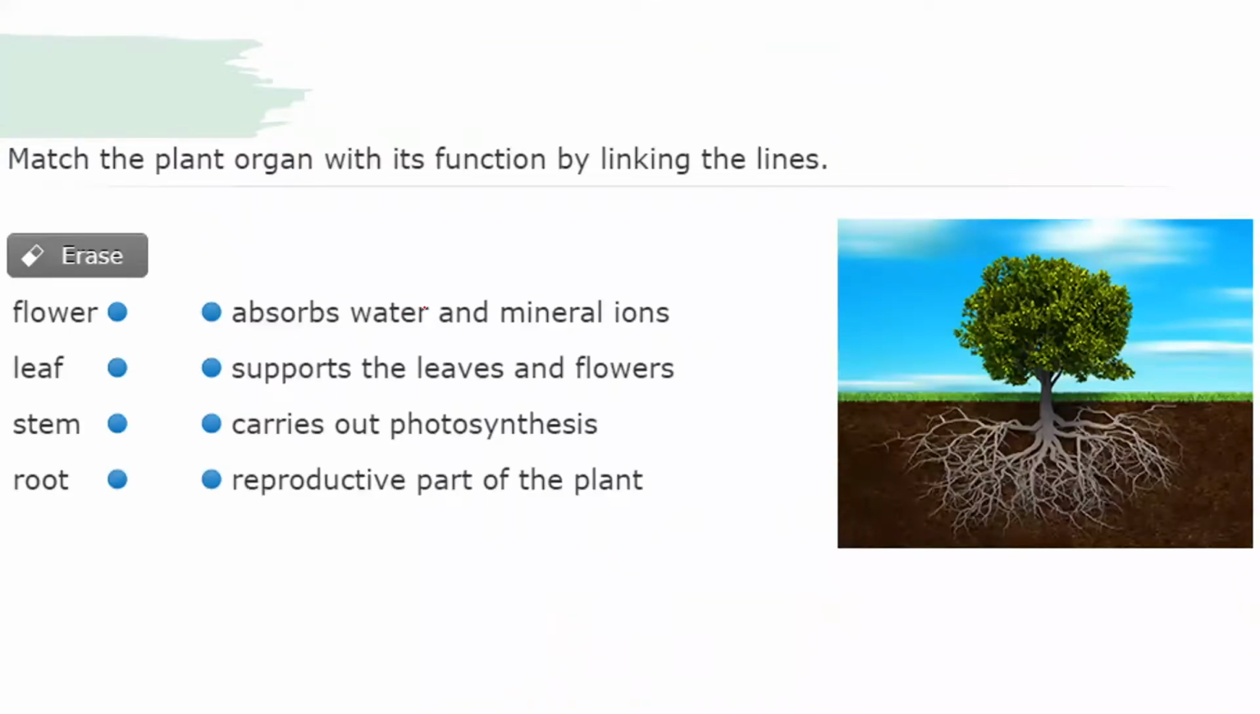So just think about, again, what I just went over. Have a think to yourself about what each one of these does. Okay, and we'll carry on. Flower: the reproductive part of the plant. Leaf, nice and easy, carries out photosynthesis. Stem supports the leaves and flowers, so you can say for support as well. Root absorbs water and mineral ions, exactly what I just said.